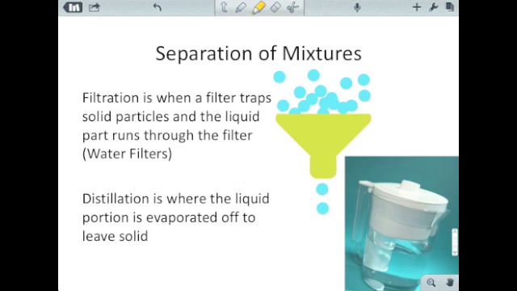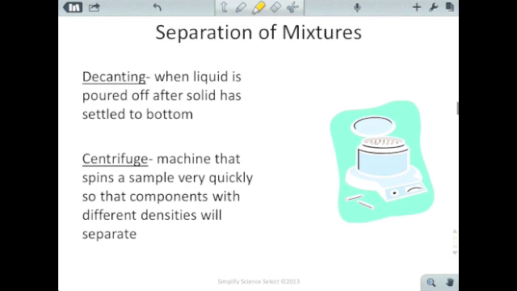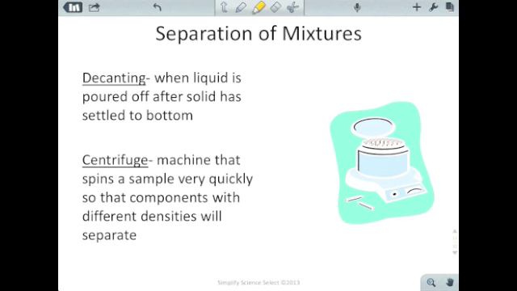Distillation. If we were to take seawater, it has salt and it has water in it, and we just wanted to get the salt out. Well, what we could do is boil the water, all the water would go away, and we would be left with the solid. That's called distillation. Another type of separation technique is decanting. That's where we let all the solids settle to the bottom and we pour off the liquid.